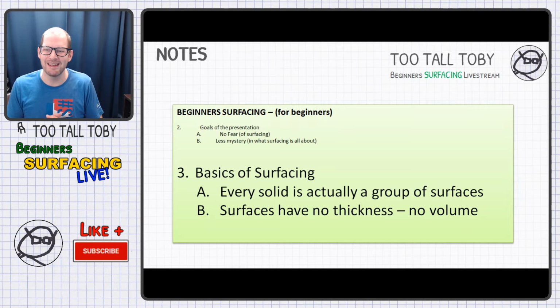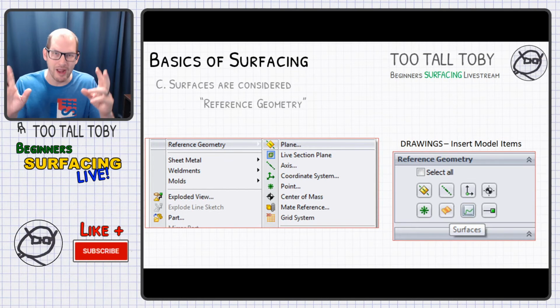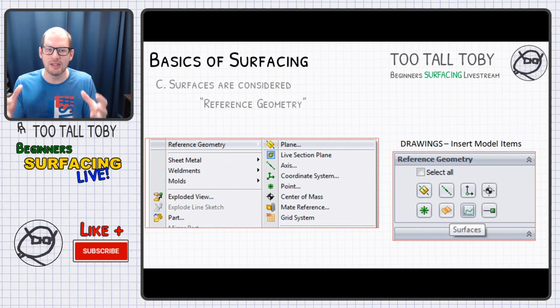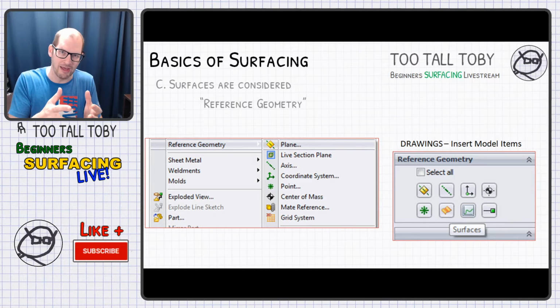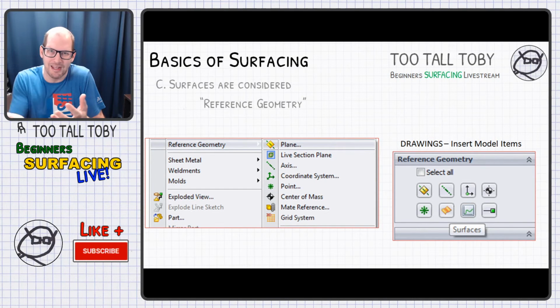So if you're continuing to take notes here, every solid is actually a group of surfaces. Surfaces have no thickness and have no volume. Surfaces are considered reference geometry. You're using surfaces to get to solid geometry, but you're not handing off a bunch of surfaces to the next person in line. At least not most of the time. There's always fringe cases, but most of the time, that's not what you're doing.